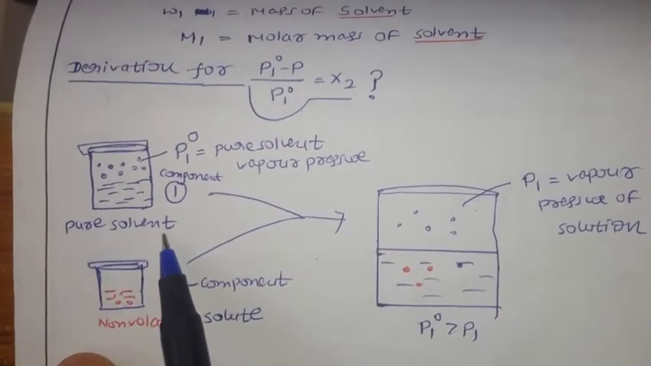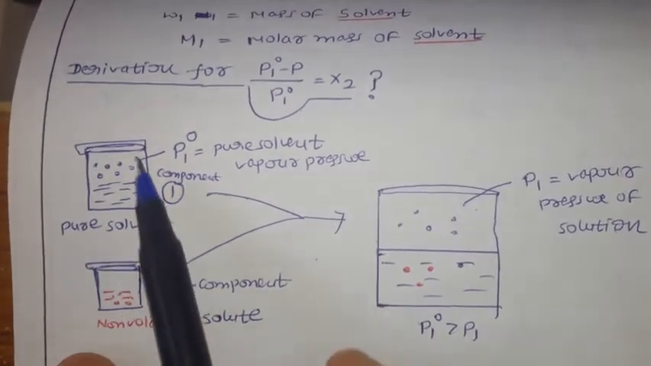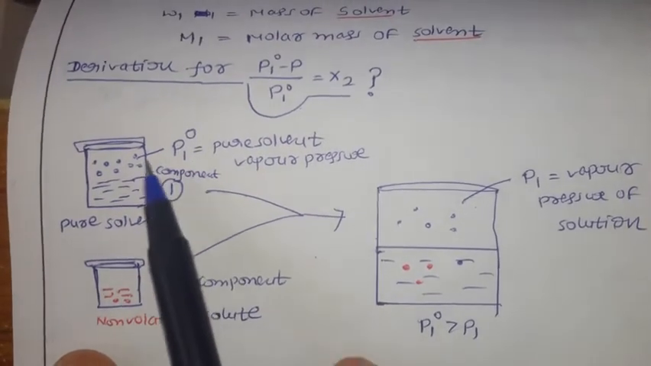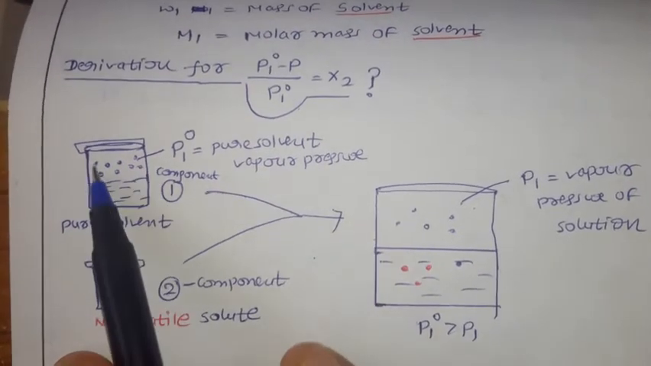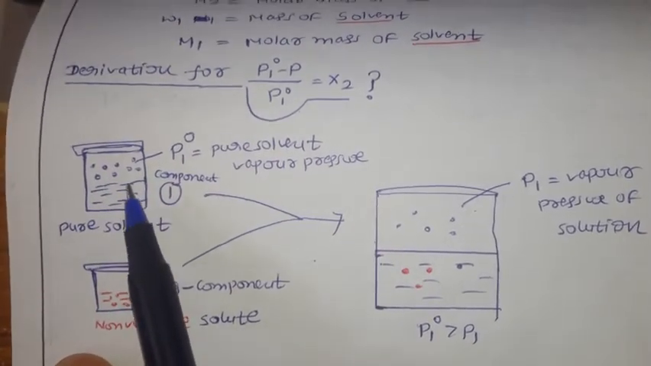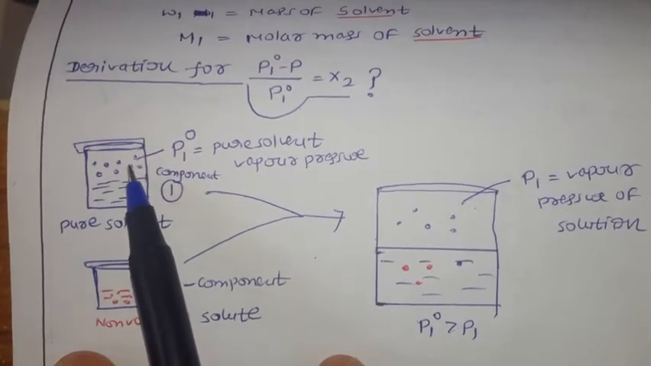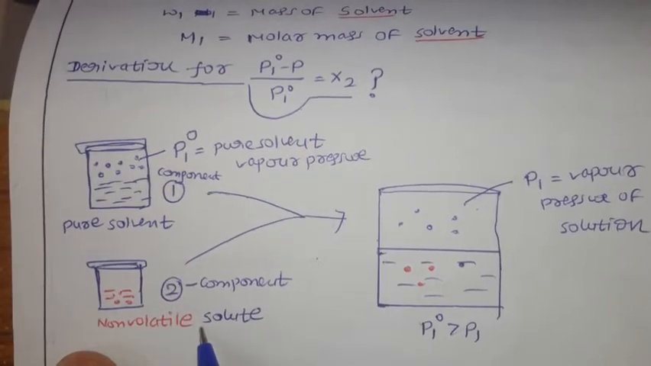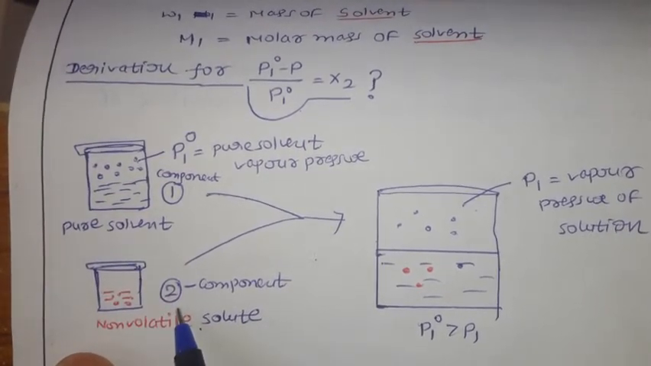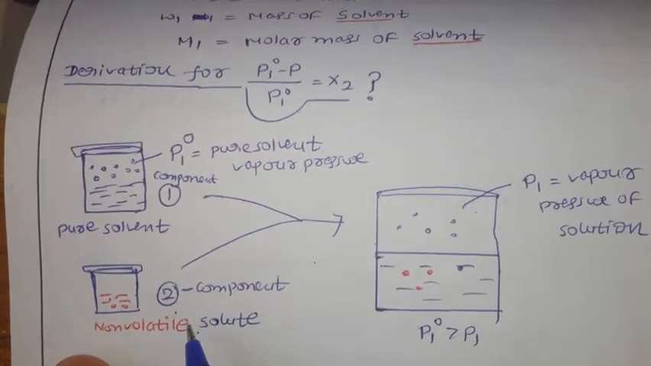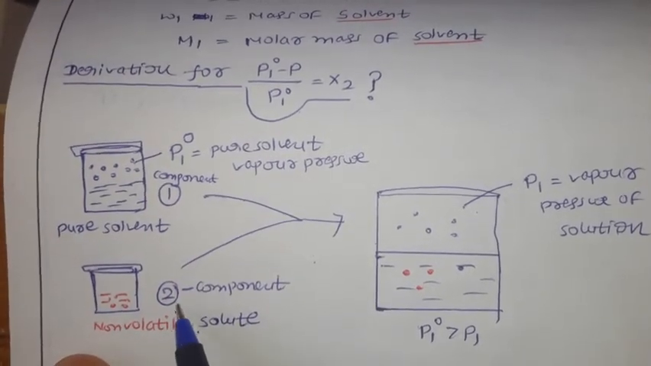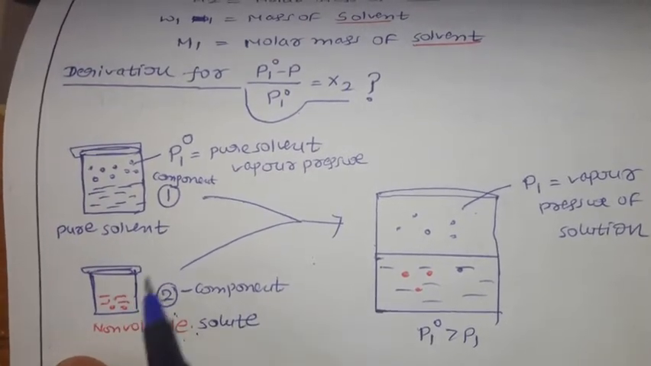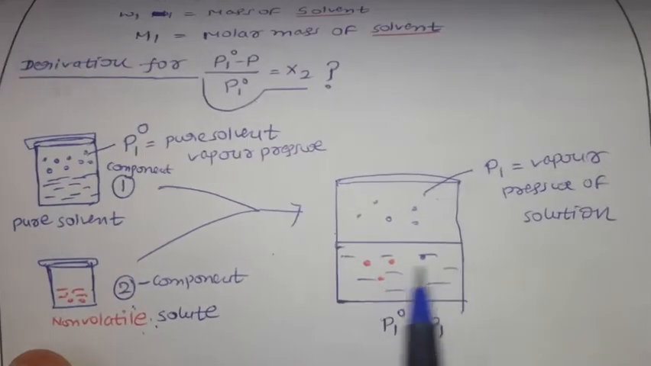I am taking the pure solvent in one beaker. For this, I assume the vapor pressure to be P1 naught. Because the solvent is volatile in nature, you are going to get vapors, and that vapor pressure I am calling P1 naught. Next, I am taking a non-volatile solute. This is component 2. We are discussing only binary solutions, which means we have only two components. Here the solute is non-volatile, so you are not going to get any vapors from it. Now I am going to add them together, so that I make the solution.